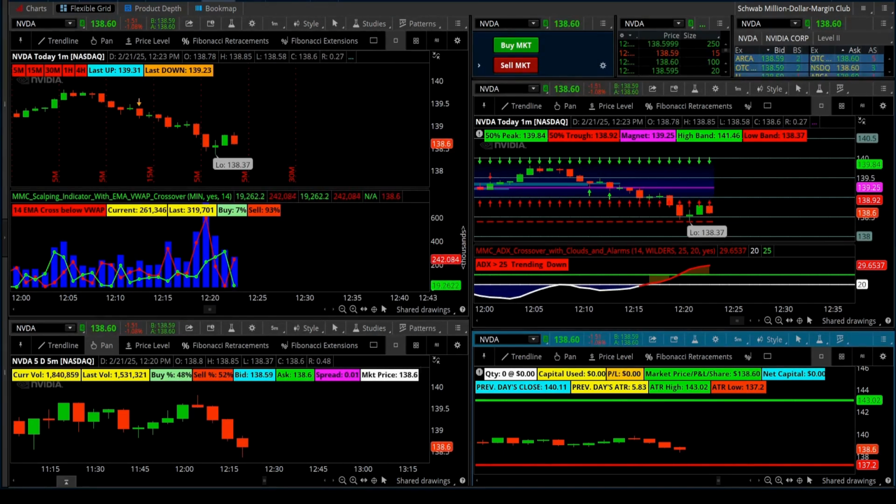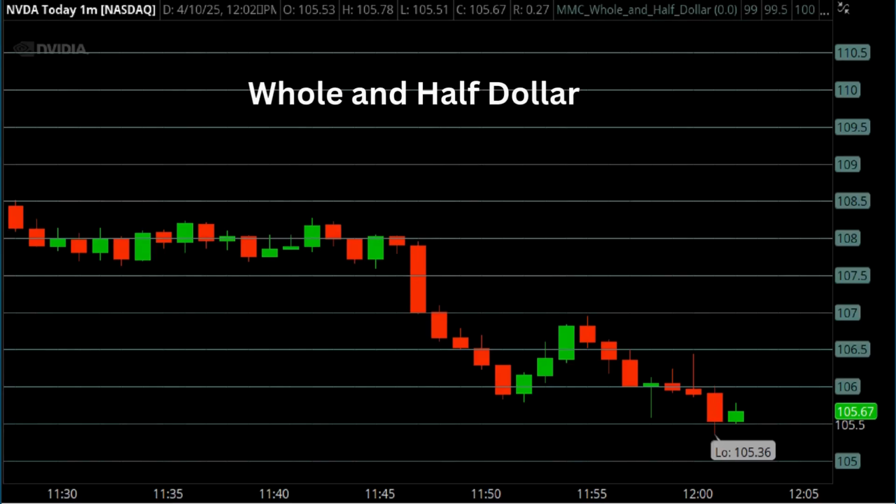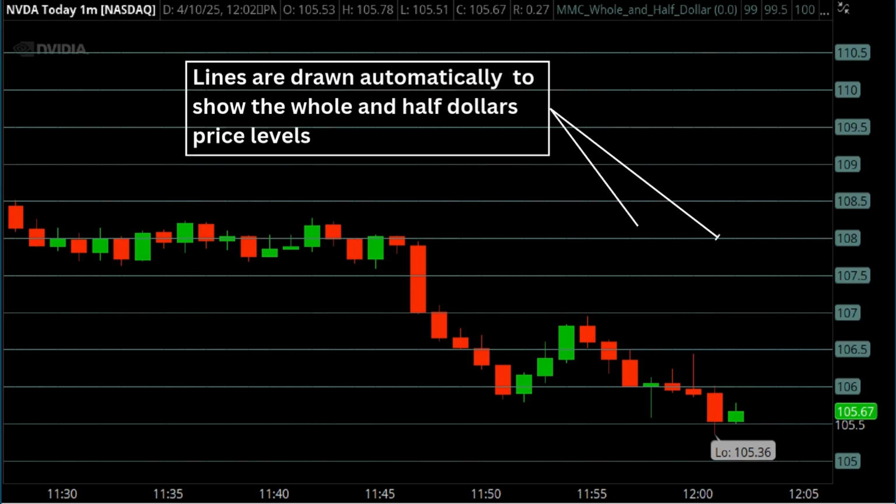The whole and half dollar indicator highlights the most watched price levels in the market. The natural lines in the sand where traders expect price action to pause, reverse, or break with momentum. Lines are drawn automatically to mark each whole and half dollar price level across the chart. Whole dollar lines identify the key psychological levels that often act as support or resistance. Half dollar lines fill the space between, adding precision and creating a powerful framework for trading decisions.